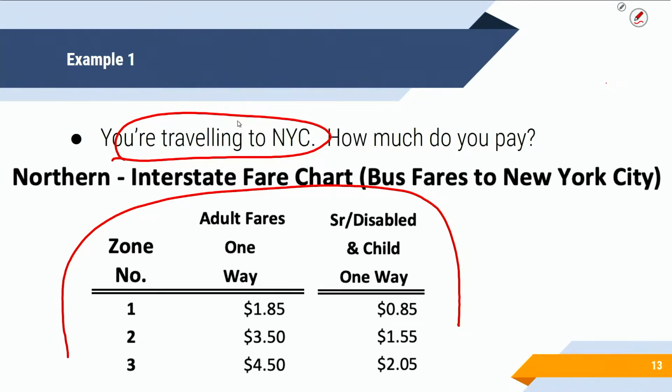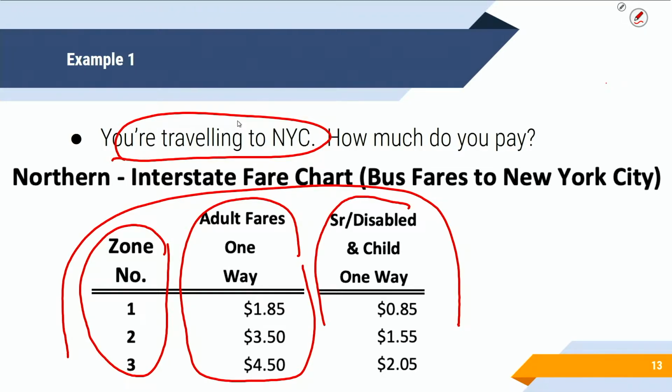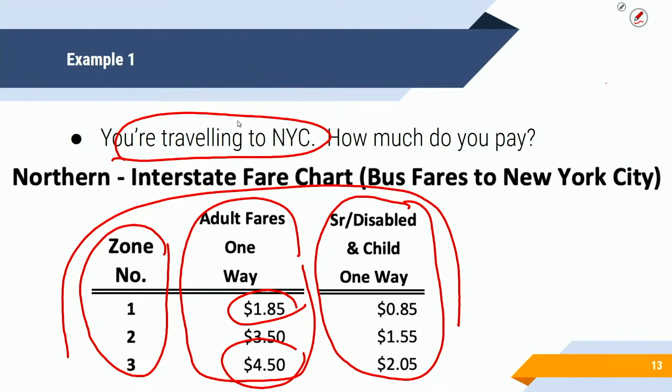We've got zones, and there are many zones, in fact, but we'll stick to 3 zones here: zone 1, zone 2, and zone 3. Then we've got adult fares, and senior, disabled, or child fares. With adult fares, if you're traveling through just one zone, that'll be $1.85. Or if you're traveling in 3 zones, that would be $4.50. If you were a senior, disabled, or child, traveling in one zone would be 85 cents, or in 3 zones it would be $2.05.